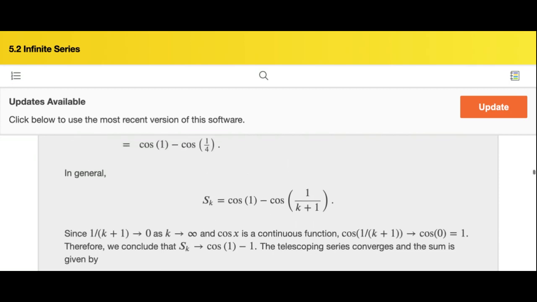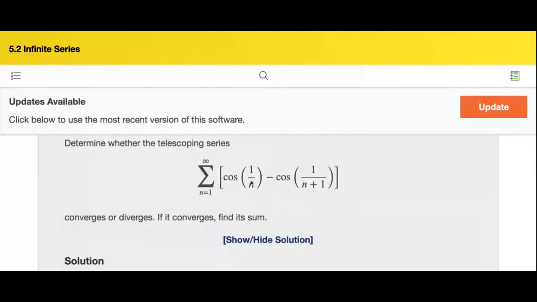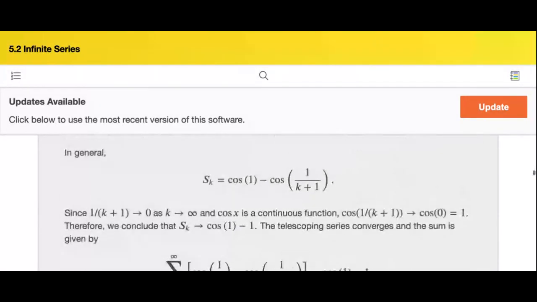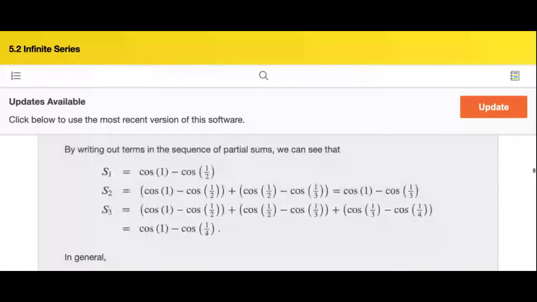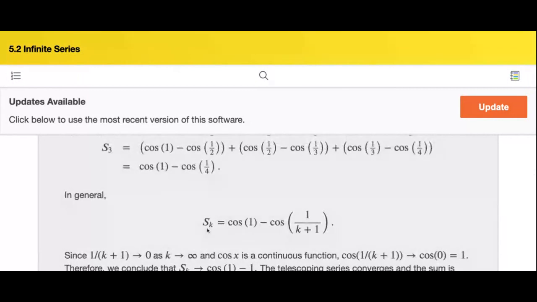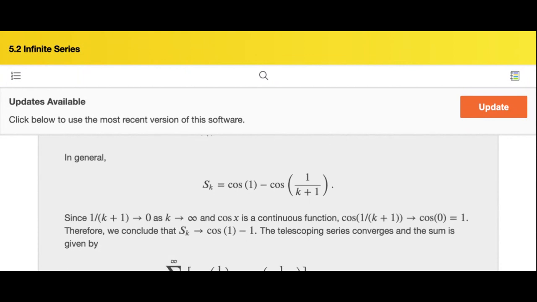So this typical example is cosine 1 over n minus cosine 1 over n plus 1. So we write out the first couple of partial sums. Then we see the pattern, right? That's s_k equals cosine 1 minus cosine 1 over k plus 1. Right? Then we can take a limit of this.